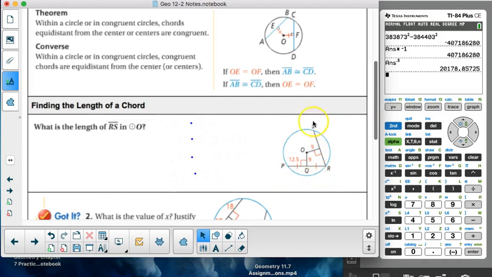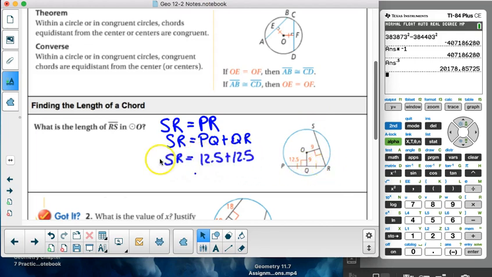When I'm looking at a problem here, I know that this is 9 and this is 9. So consequently, SR and PR are congruent chords. They're the same length. If this is 12.5 and this is 12.5, this therefore must be 12.5 plus 12.5, which is 25. And this is what I'm doing. I'm saying that SR and PR are the same. SR is equal to PQ plus QR. So I know that SR must be 25.